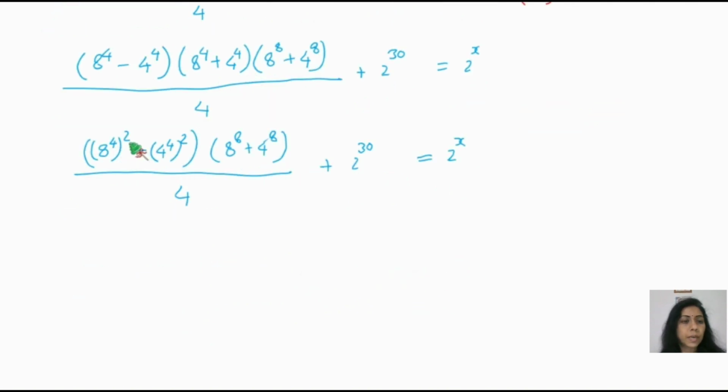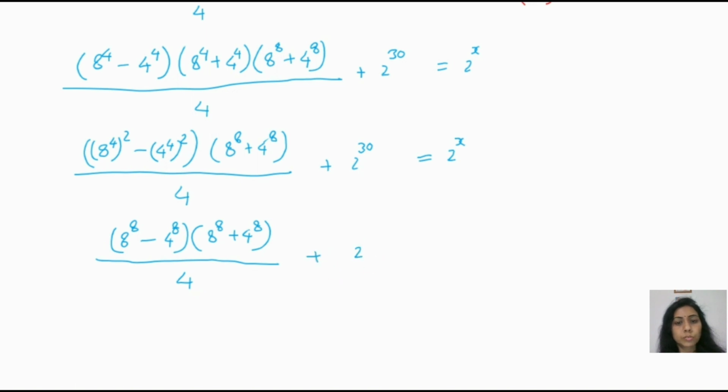Here again we apply the power to the power rule. So 8 to the power 4 times 2 is 8, minus 4 to the power 8, and this part, this parenthesis, we write as it is. Here 4 plus 2 to the power 30 equal to 2 to the power x.